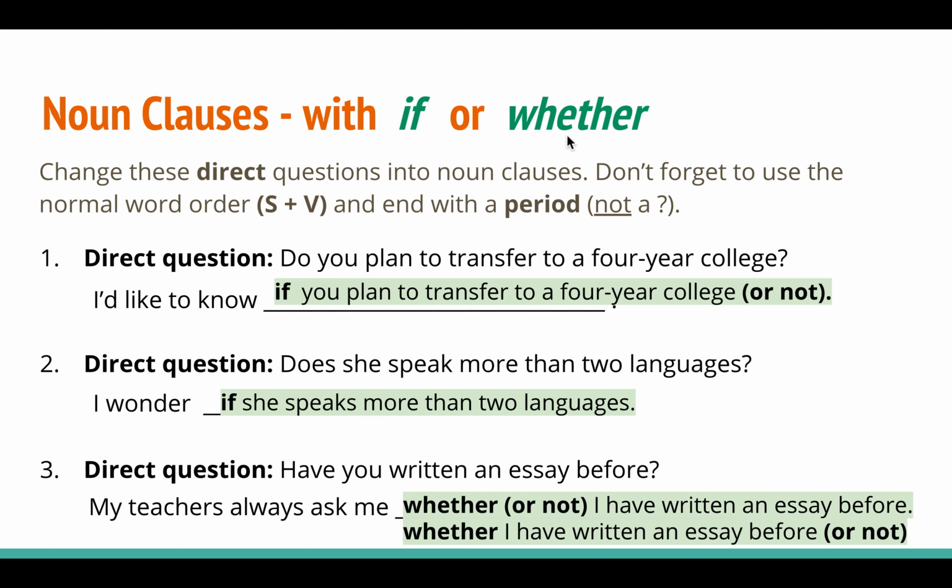You can use them interchangeably, but if you choose to use or not, make sure that with if, it's going to be at the end of the sentence, and with whether, you can put it either right after whether or at the end, okay? Also remember that if we're going to use if or whether, it has to be a yes or no question, right? Otherwise, we're going to use a WH question word. And the last thing to remember is that we need to use normal word order, subject plus verb, and end it with a period, not a question mark, which is a common mistake that students make.